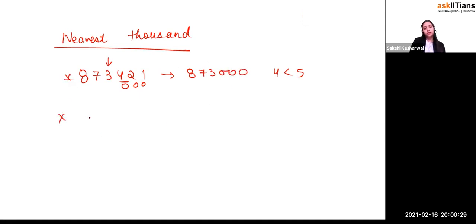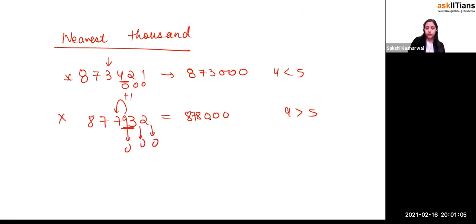Now if I write 8773921, this is the number written, right? Wait a minute, I'll remove this 1. Now what you have to do, you have to round to the nearest 1000, right? So you go to the hundreds place. Now this 9 is greater than 5. It means you will be adding plus 1 to this side, and the rest of the number will become 0. So this equals 8774 and the rest will become 000, right?